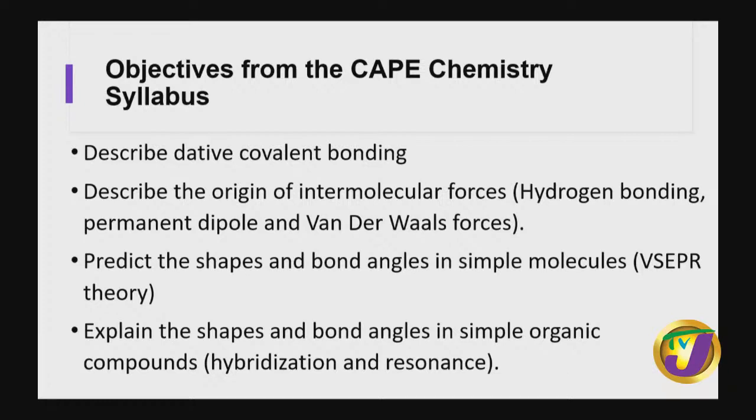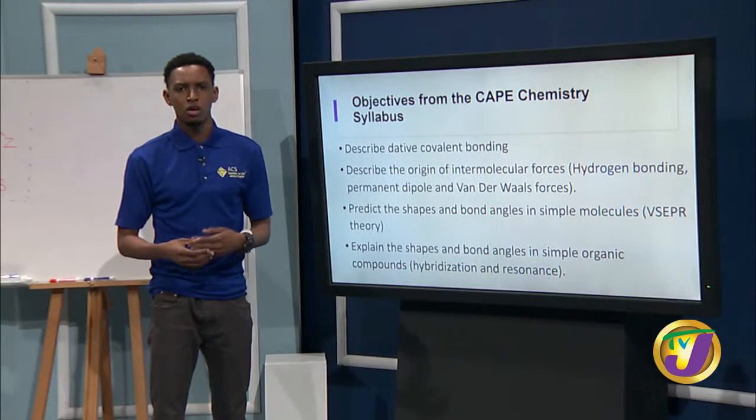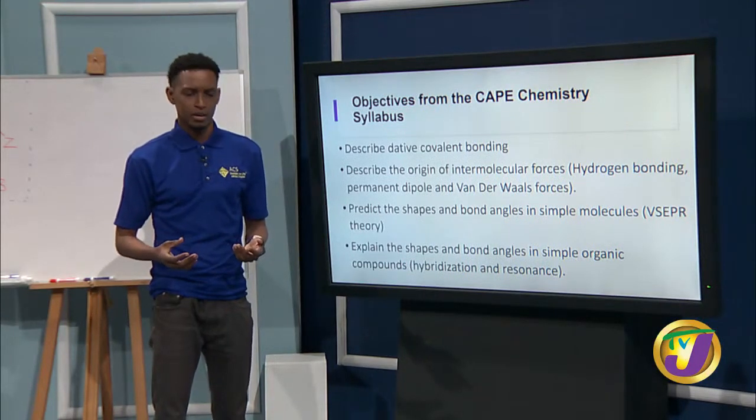We also described the origins of intermolecular forces, specifically the hydrogen bonding interaction, the permanent dipole, and van der Waals forces of attraction. And we described hydrogen bonding as an electrostatic interaction between a hydrogen atom that is attached to an electronegative element, and it is interacting with another electronegative element. An example of a molecule that exhibits hydrogen bonding is water. There's also protein and DNA.